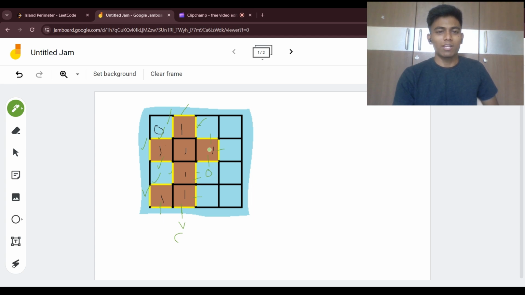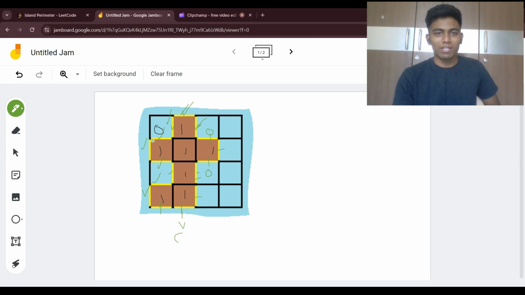And then when can we say that this particular cell is land? Whenever we have 1, we are going to count the perimeter of this particular line. For this, in this direction we have 0, so count this particular length. For this, we have a boundary condition, so count this particular side. And for this, we have 0, so count this particular land perimeter.